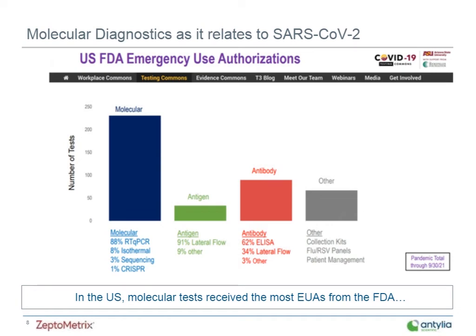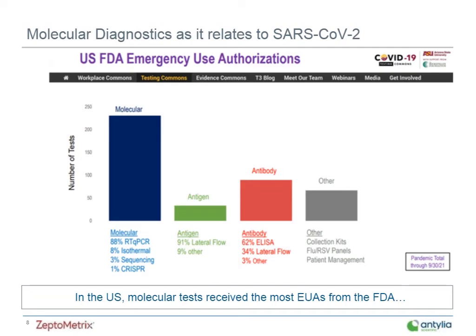So we're going to look here at a little bit of data that was generated throughout the pandemic and talk about molecular diagnostics as it relates to SARS-CoV-2 specifically. So this graph shows US FDA emergency use authorizations, or EUAs, that were given out throughout the pandemic. And this is data through September 30th, the end of September 2021.